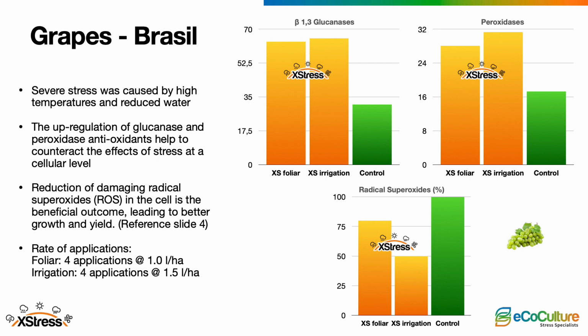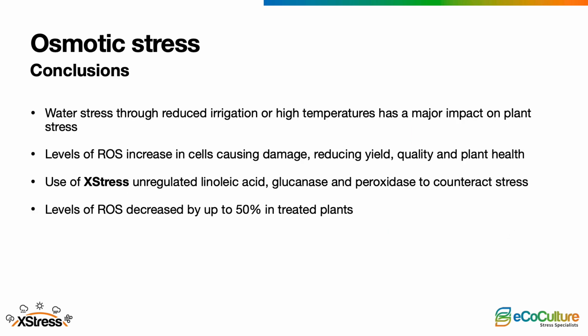Grapes. Brazil. Severe stress was caused by high temperatures and reduced water. The upregulation of glucanase and peroxidase antioxidants helps to counteract the effects of stress at a cellular level. Reduction of damaging radical superoxides and ROS in the cell is the beneficial outcome, leading to better growth and yield. Osmotic stress. Conclusions. Water stress through reduced irrigation or high temperatures has a major impact on plant stress.